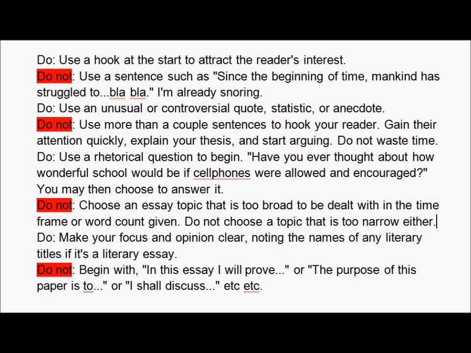But regardless, last but not least, do not begin with, in this essay I will prove, or the purpose of this paper is to, or in this paper I shall discuss blah blah blah. Don't start with any of those things. We talked a little bit about grammars before. Those are what you should be concentrating on. You should avoid I, typically in formal essays. So that's one reason why these are bad. Plus they're boring and they're just empty words.